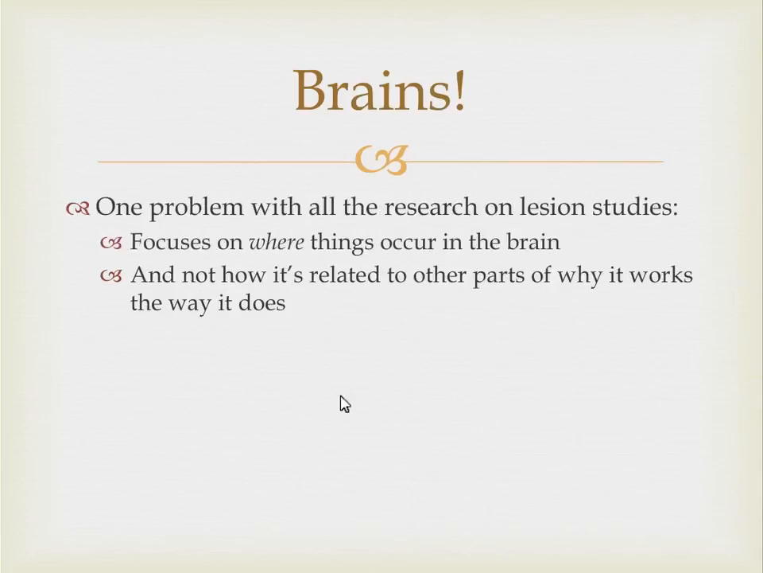So one problem with all this research on lesion studies is it really focuses on where things happen in the brain and not why. It focuses on, yes, this is Broca's, that's great, but how's that Broca's related to everything else? Why does Broca's work the way it does? Why here in the front? And what does it actually do? So it focuses on the where and not so much the rest of it.